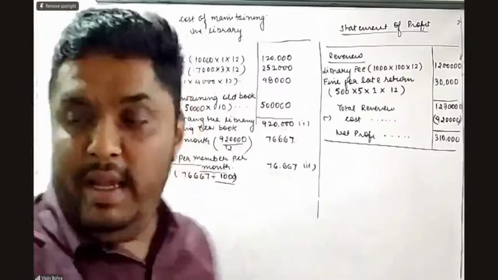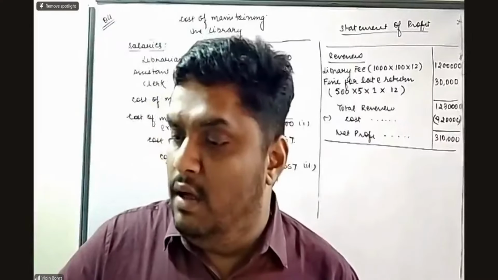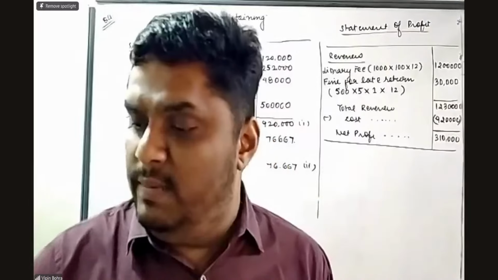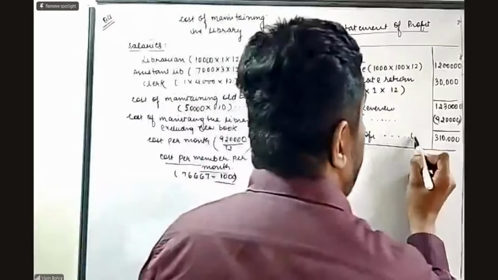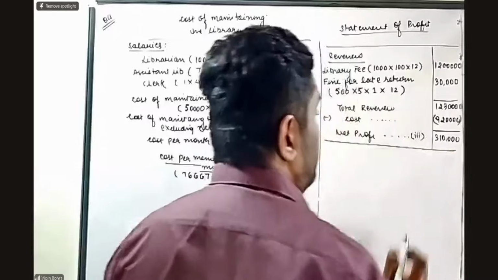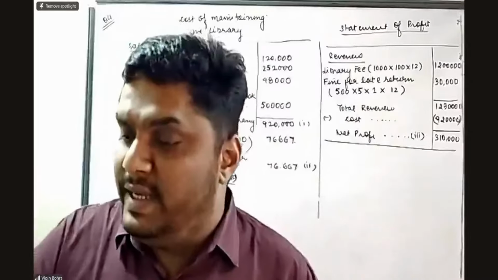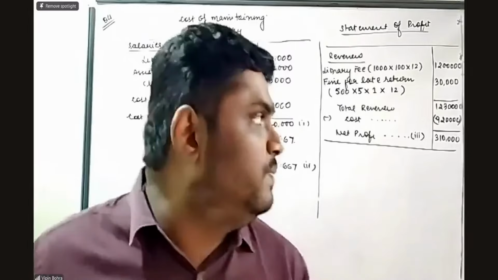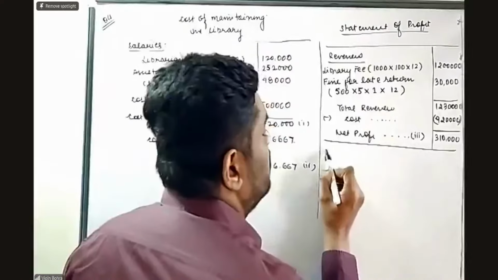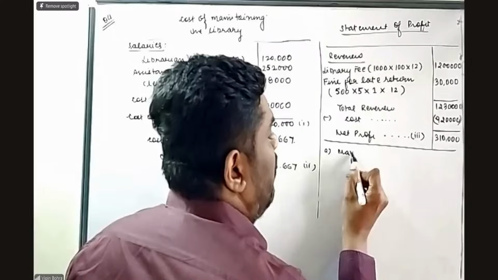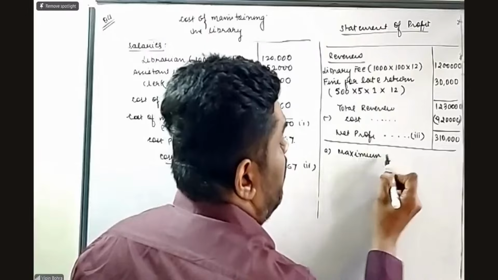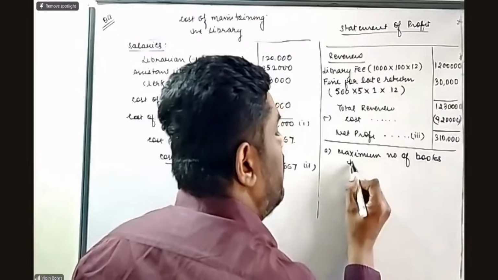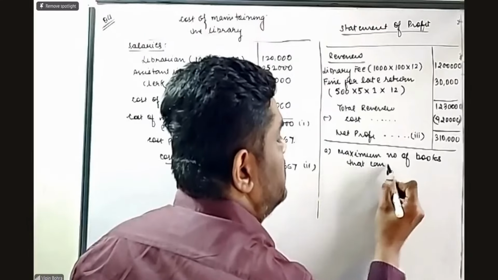The third part, what they are asking is what is the net income from the library per year. So this is the third part. Now, from the second part, it is given what is the maximum number of books that can be purchased per year. So A part, maximum number of books that can be purchased.